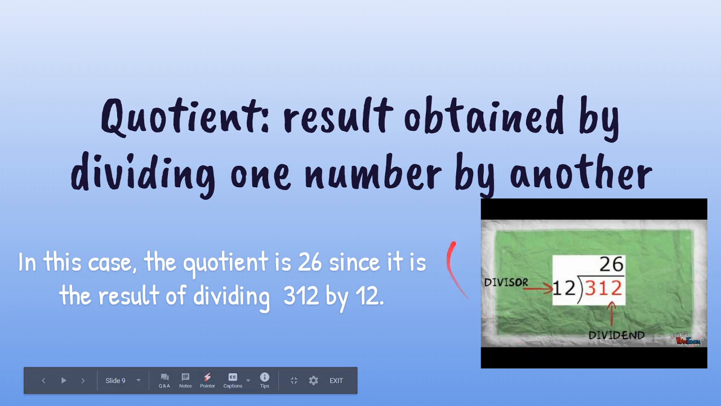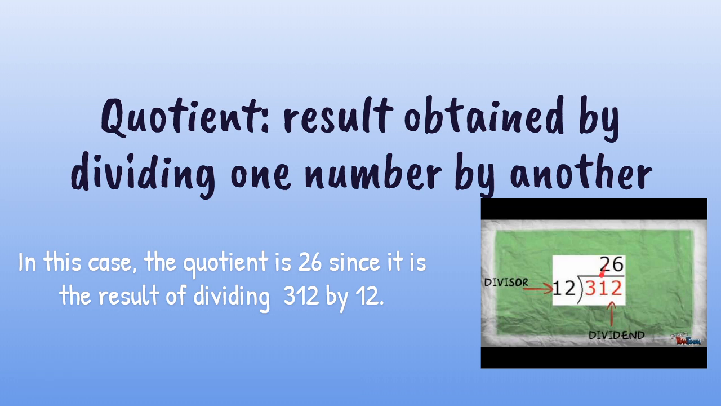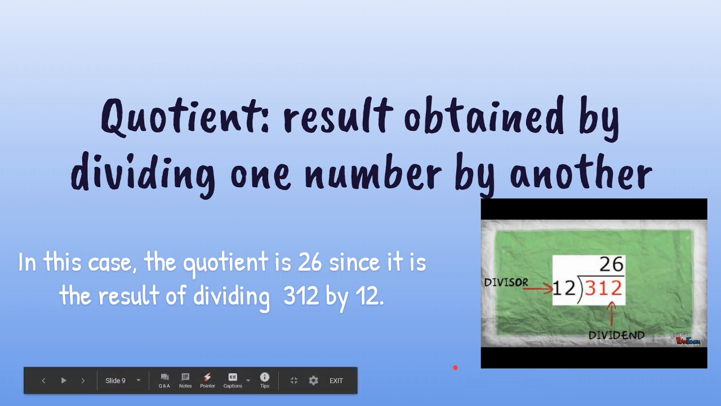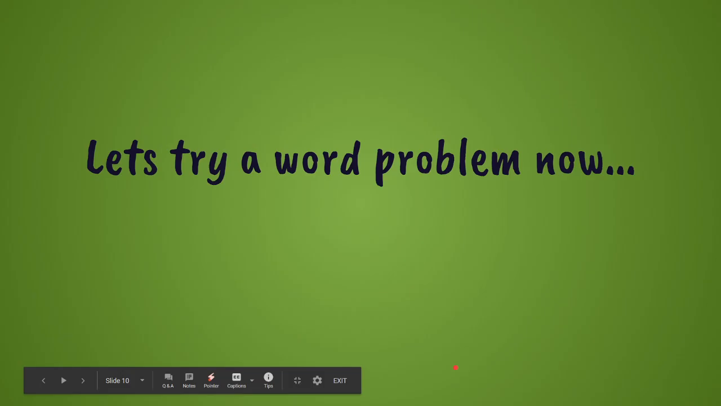You can see right here, if we apply all three terms, we have 12 as the divisor, because it's the number that has to go into this bigger number. The dividend is the number with other numbers trying to get into it, the bigger number right here. And finally, we have the quotient, which is this answer right here. So, 3 basic terms, which are crucial.